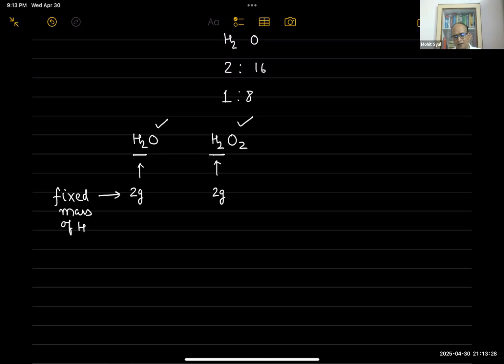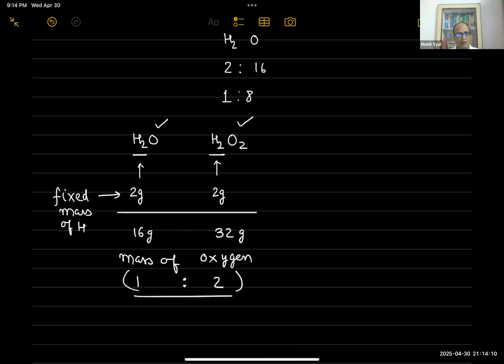So what is the mass of oxygen? Mass of oxygen is 16 grams because there is just one oxygen in water. And this is 32 grams. Even without the masses, I told you the trick, just look at the ratio of the number of atoms. There is one hydrogen and two hydrogens, so 1:2. So mass ratio of oxygen is how much? It is 1:2.